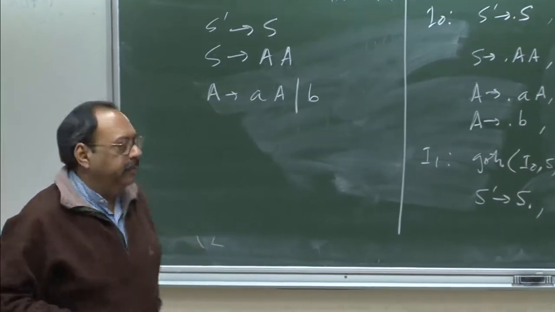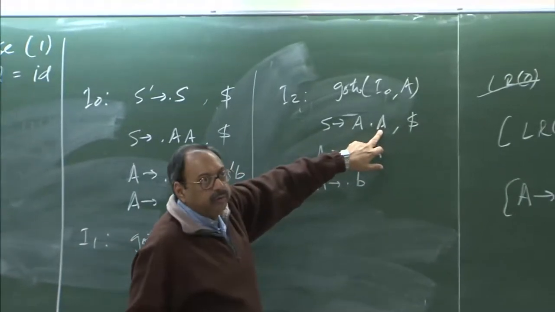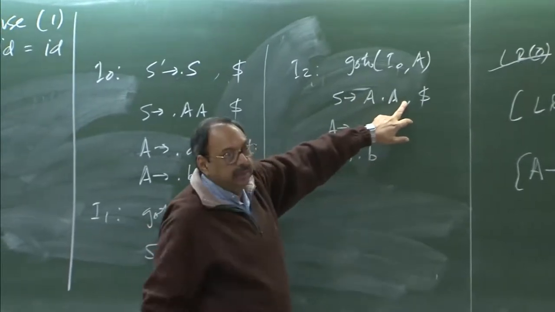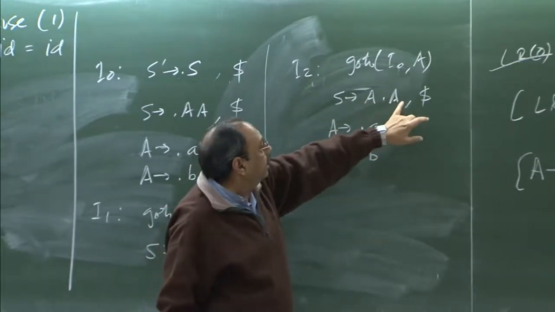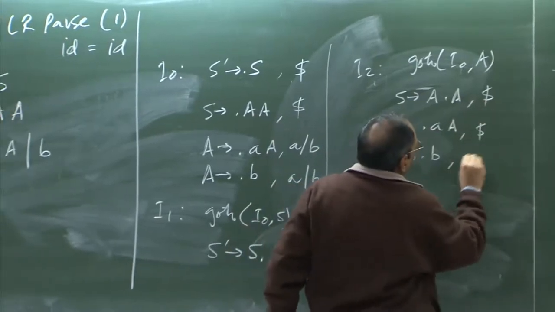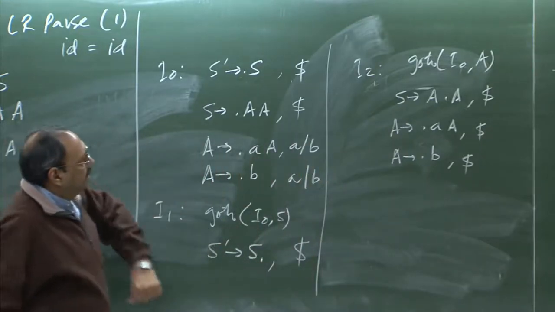Cost of epsilon dollar, very good. Because I am taking closure because of this non-terminal, my beta, if you just match this pattern, is epsilon here. So I am taking first of epsilon dollar, and therefore my look ahead here is going to be dollar. Now you can see a difference between this and this.